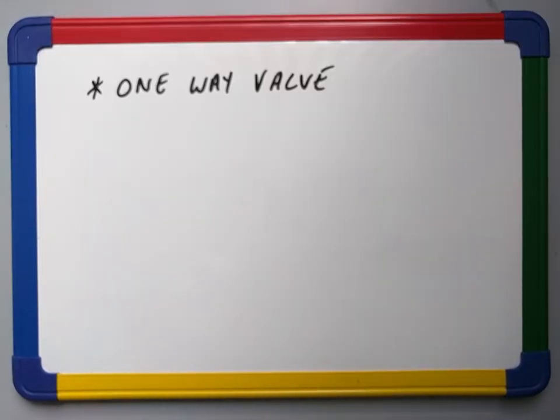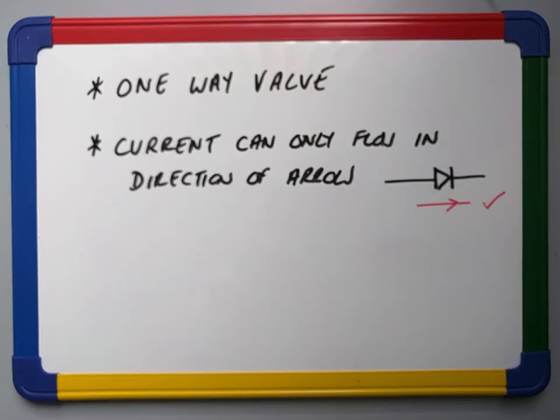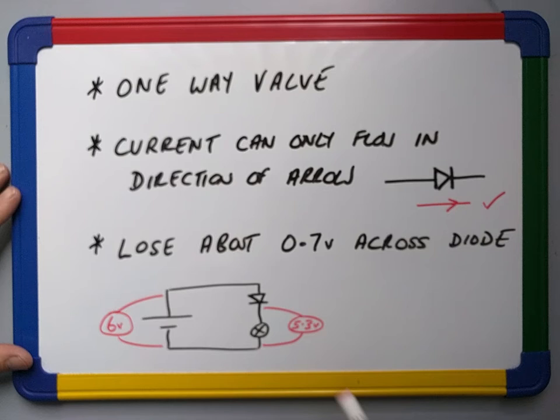So to summarize, a diode is a one-way valve. It will only let the electrical current flow in one direction. The current can only flow in the direction of the arrow that's found on the diode symbol. So as we've drawn it here, current can flow from left to right, but it cannot flow backwards. It's also worth noting that we lose about 0.7 volts across the diode when it's conducting. So if we have battery, bulb and diode in series, if we have 6 volts across the battery, we lose about 0.7 here. We would only have 5.3 volts measured across the bulb.